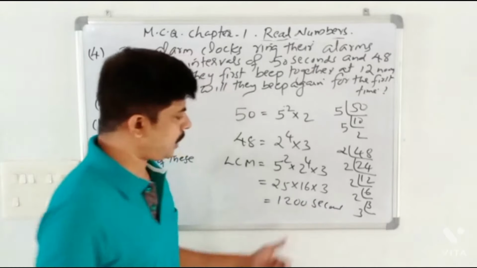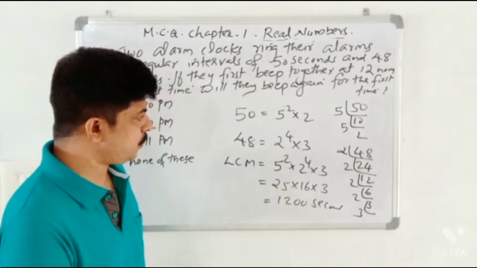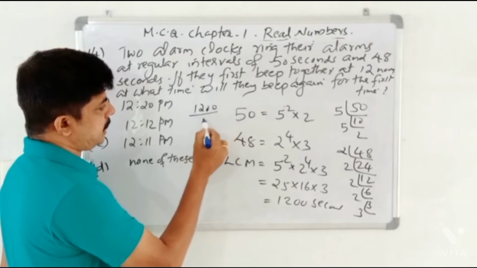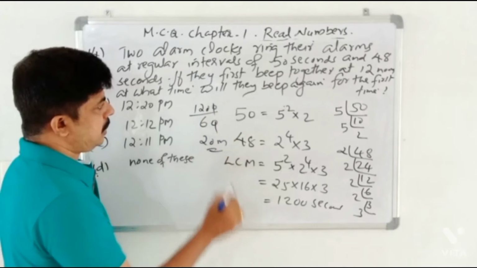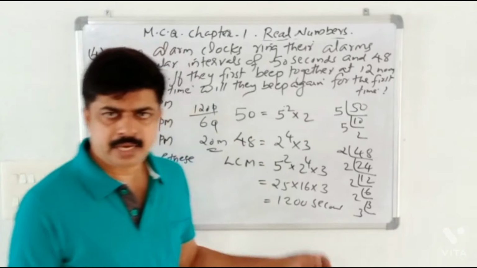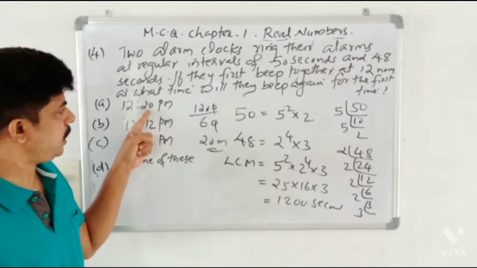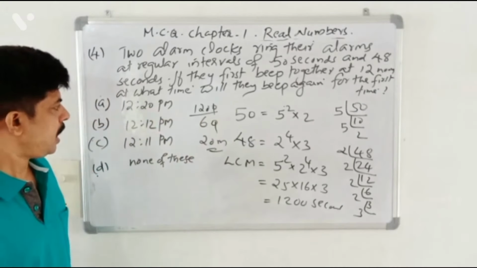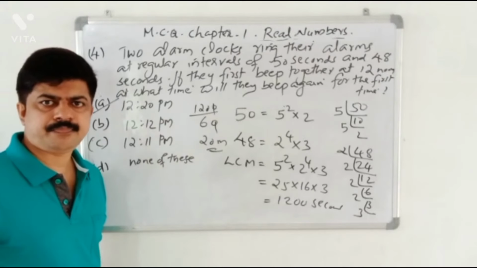We want to convert seconds into minutes. 1200 seconds, when we convert seconds into minutes by dividing by 60, we get 20 minutes. Hence 12:20 PM is when they will beep again for the first time. Therefore, our answer is option A, 12:20 PM.